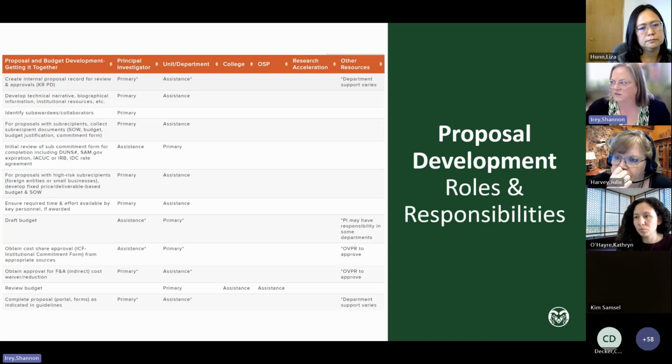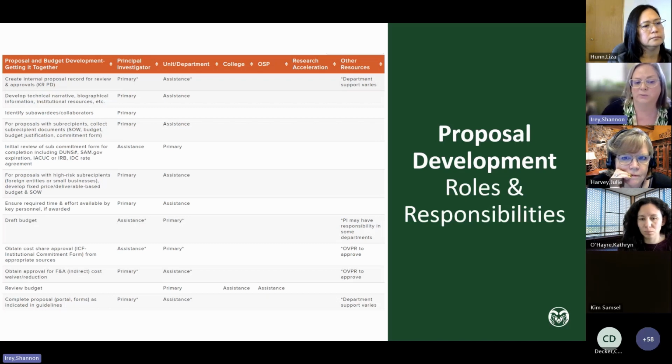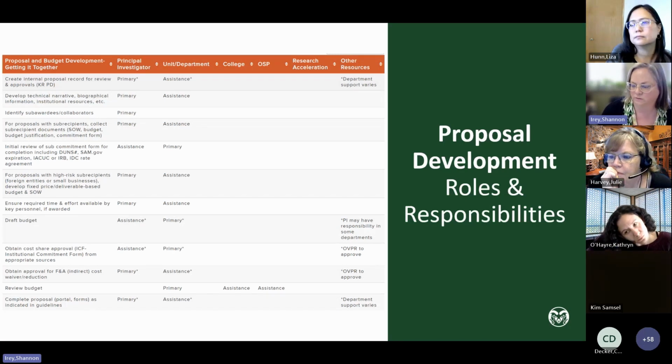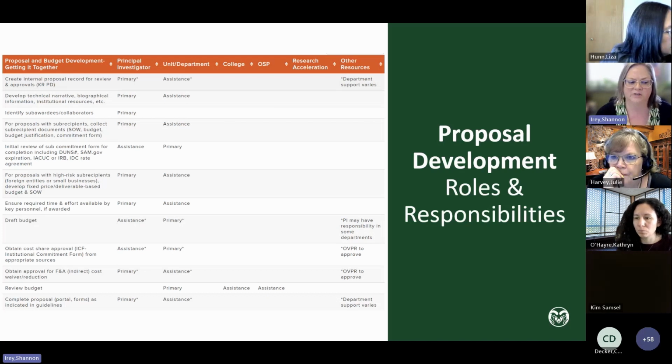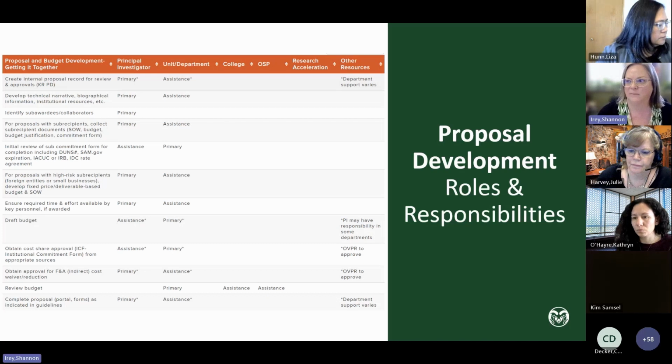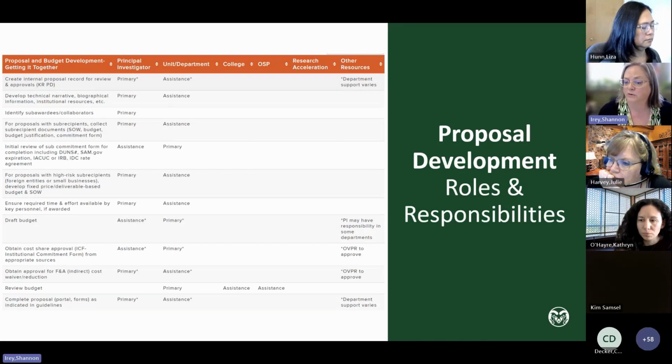The roles and responsibilities is a document that was created between OSP and departmental units. So everyone looked this over and agreed to these. If you're wondering what is your responsibility or what is not your responsibility, this is a really great place to go and look as far as who should be doing what. And again, it's done by the award lifecycle stage in a couple different places.